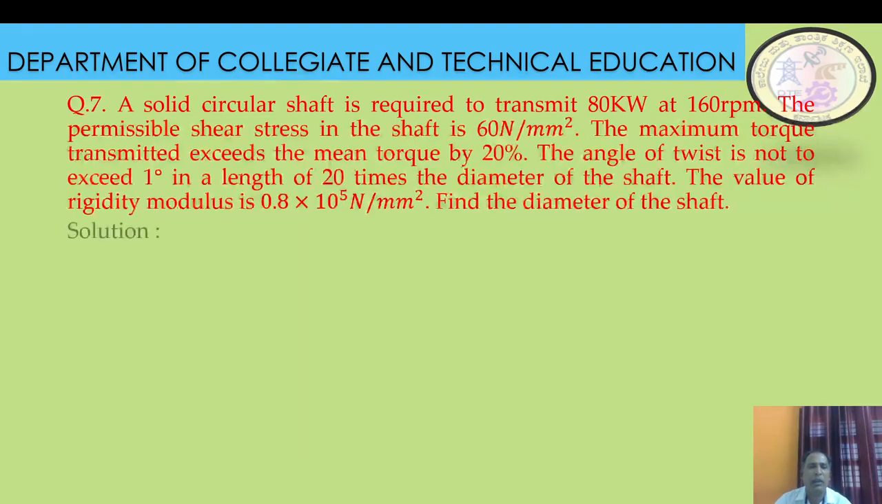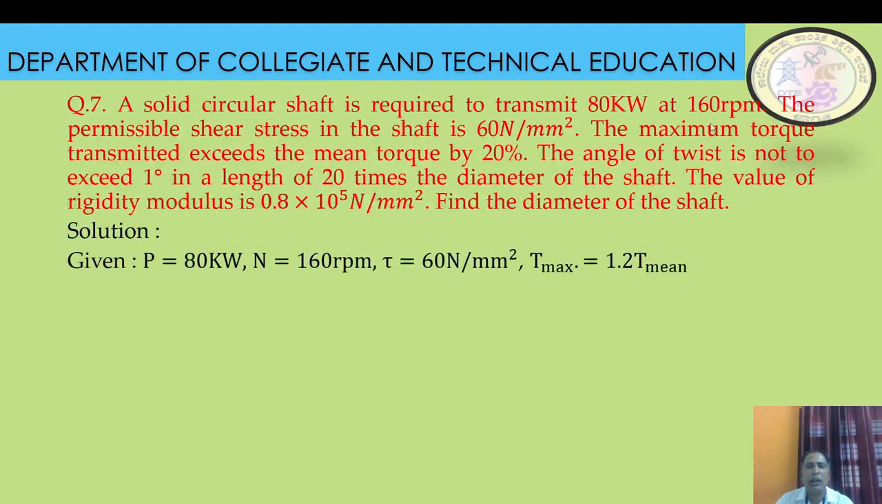First we write the given data. P is equal to 80 kilowatt. Keep it as it is. Don't convert that kilowatt into watt. P should be in kilowatt, as we are using the formula P is equal to 2 pi nT divided by 60,000.